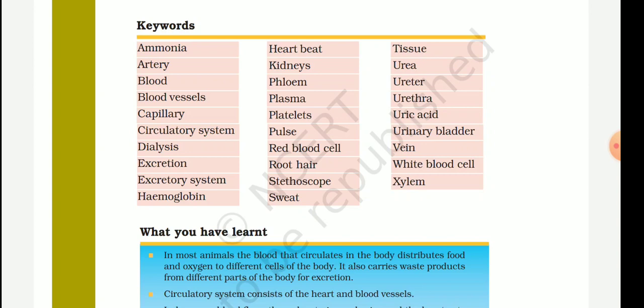All the oxygen and the food particles that are needed for different body parts or organs are carried by blood to different body parts. Next keyword is blood vessels. The blood vessels help in the transport of the blood to different parts of the body.